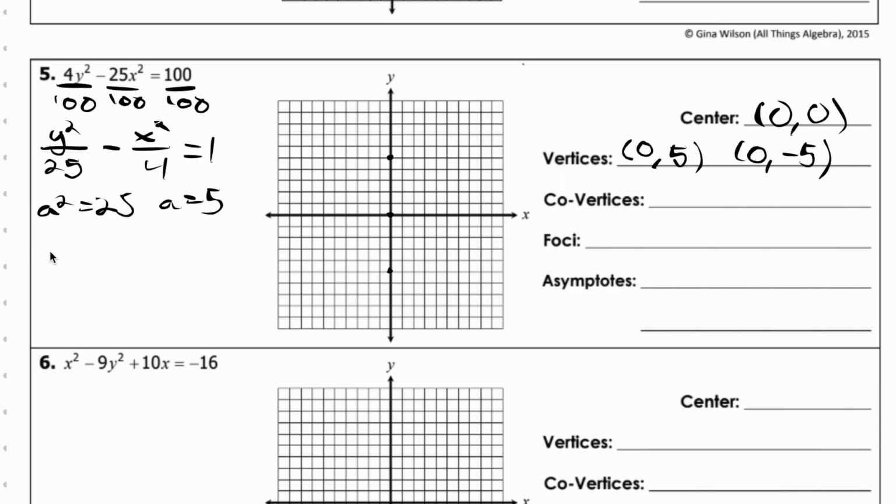Our b squared value is equal to 4, so that means b is equal to 2. So we're going to count horizontally, go in the x direction, 2. And so that means we're going to create 2, 0, sorry, which is there, and negative 2, 0, which is there.